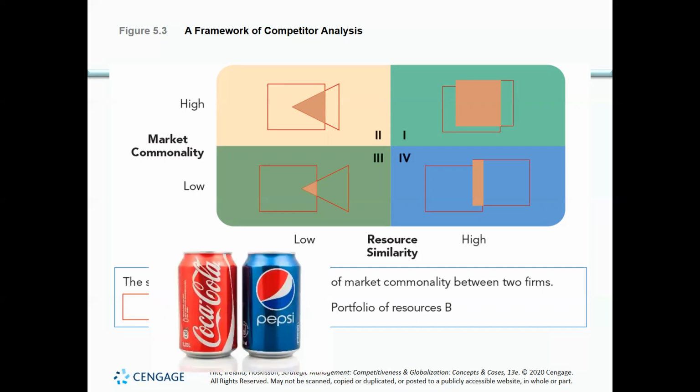We can do the same thing for Coke and Pepsi. Where are they high? Where are they low? What about tangible versus intangible resources? Where do their markets overlap? Where do they not overlap? How do they target different customers in different ways?